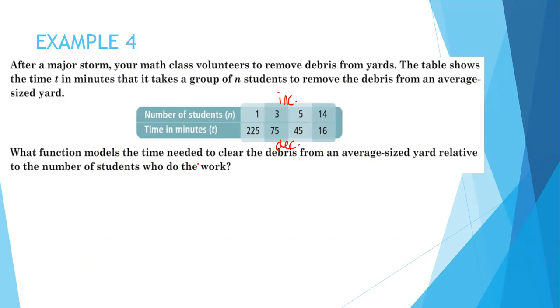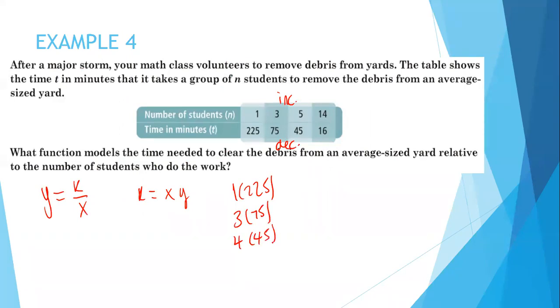And it says, what function models the time to clear the debris from the average yard relative to the number of students who do the work? Well, because of this, we know that we're looking at y equals k divided by x. We know that it's an inverse relation. So to find our k, we're going to take each one and multiply our x times our y. So we have 1 times 225. We have 3 times 75. We have 5 times 45. And we have 14 times 16.